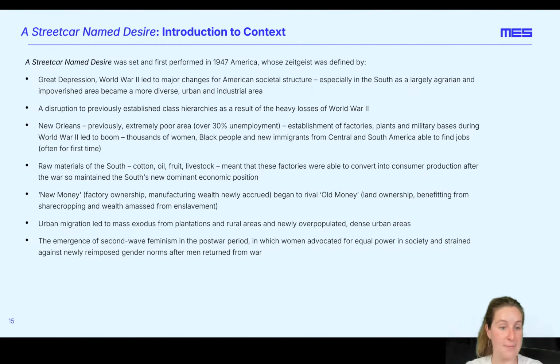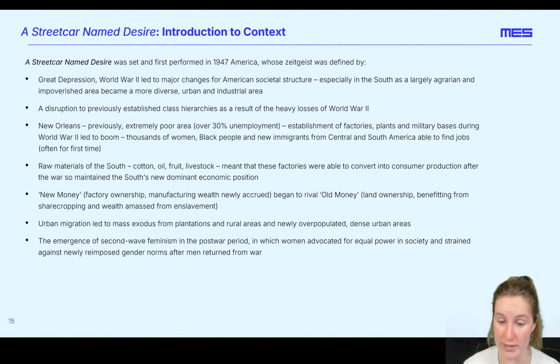So this means that all of these different world events led to what was previously a farming rural background becoming much more an urban area, so cities, and people moving for the first time in generations from farmland to cities. A disruption to previously established class hierarchies as a result of heavy losses from World War II. So there was a disruption to the way things were because there were so many absences in this, and a kind of renegotiation of class with this great equalizer of war.